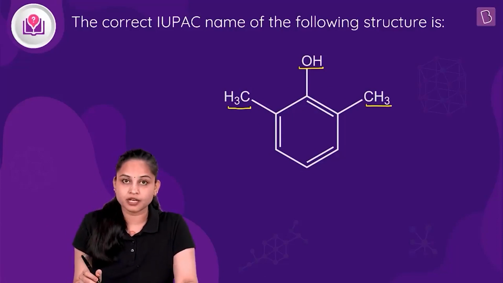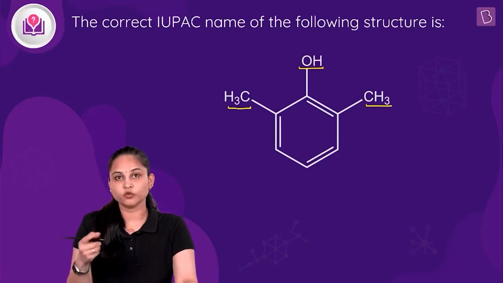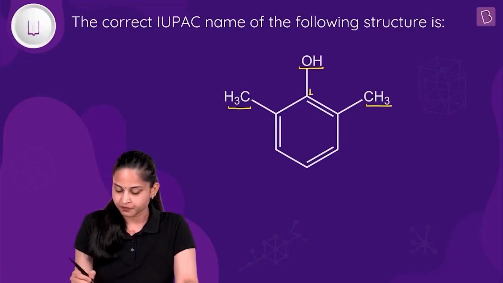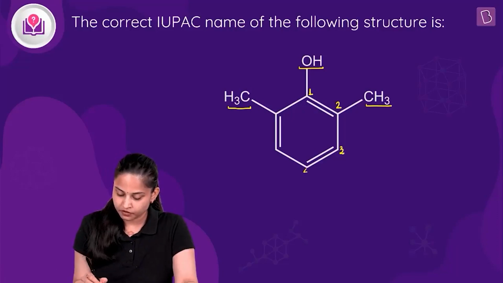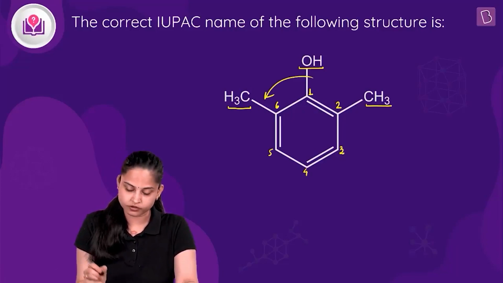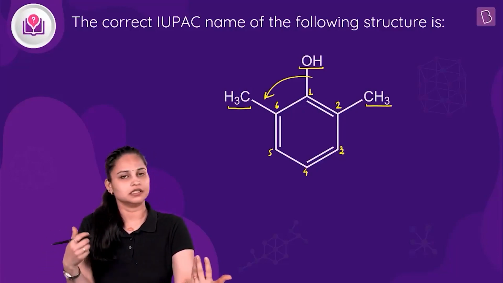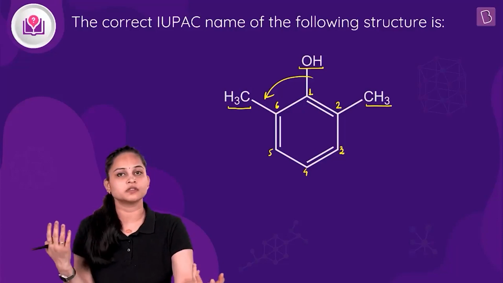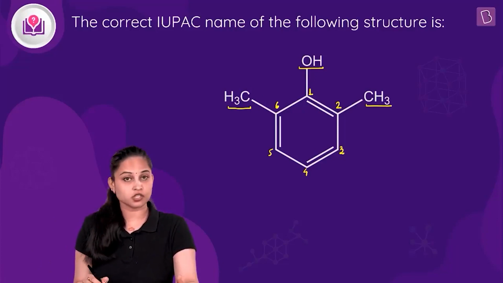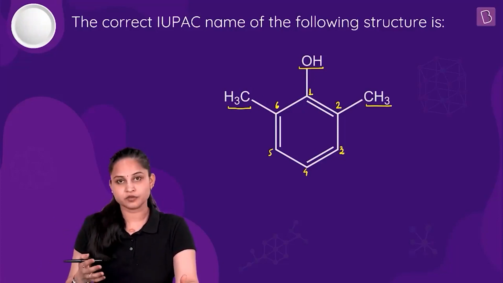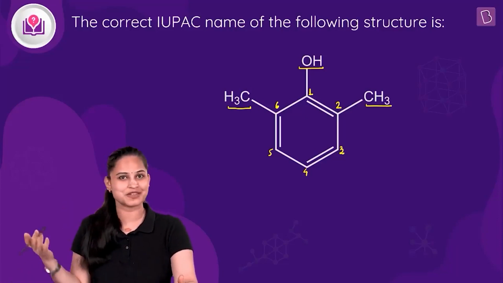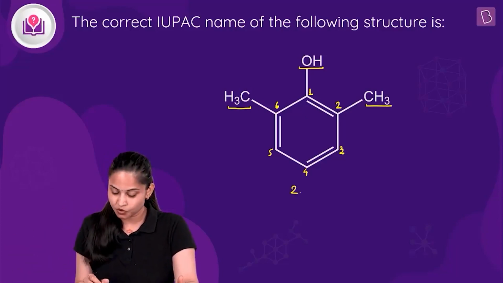So, we'll start numbering from that carbon atom to which the functional group OH is attached. So, it's 1, 2, 3, 4, 5 and 6. You can do the numbering from this side also because you will get the same positions of the substituents, which are 2, 6 basically. So if I just name this particular compound and give its correct IUPAC name, it will be basically 2, 6.